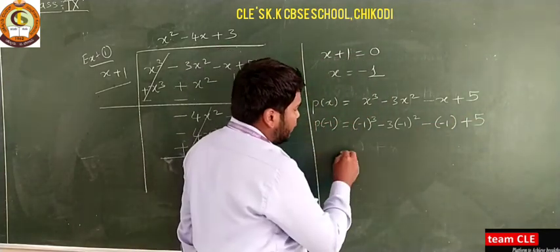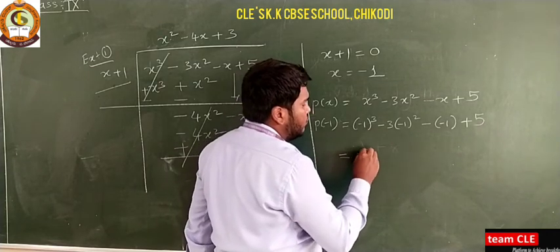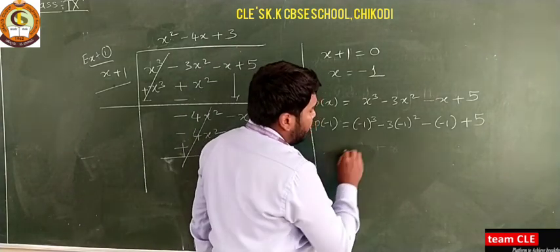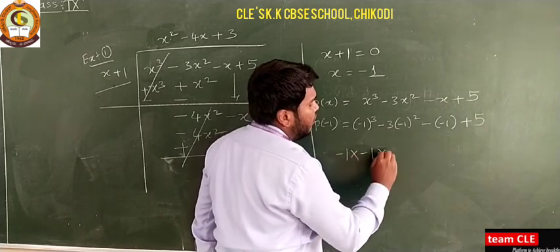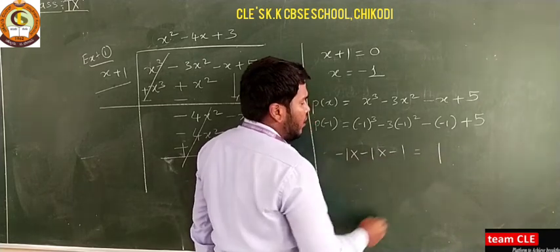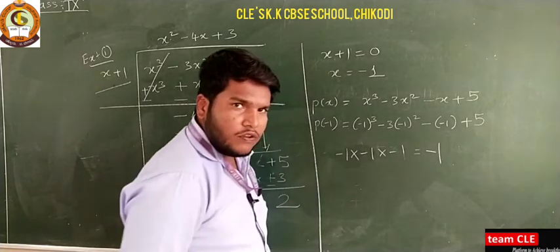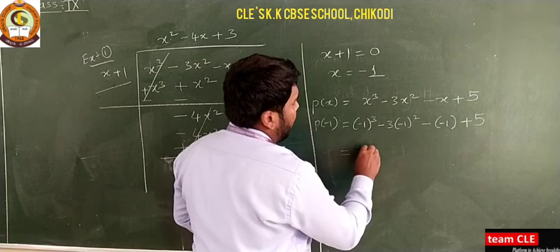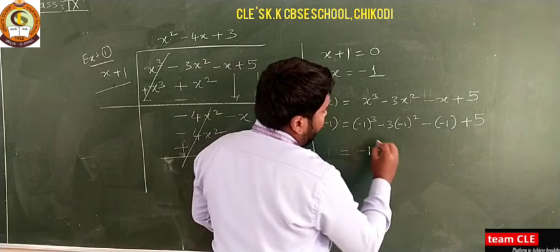Dear students, here the power is odd. Whenever the power is odd, the result is negative, that is minus 1. How is it minus 1? Minus 1 is multiplied 3 times, that is minus 1 into minus 1 into minus 1. 1 into 1 into 1 is 1. Minus into minus is plus, plus into minus is minus. So this is minus 1. Next, minus 3 as it is.